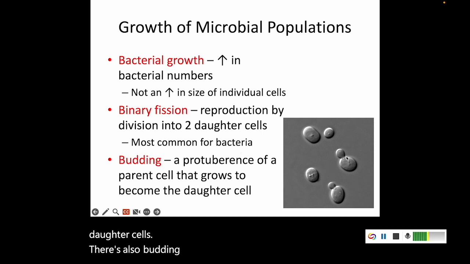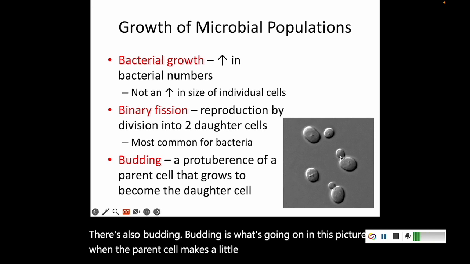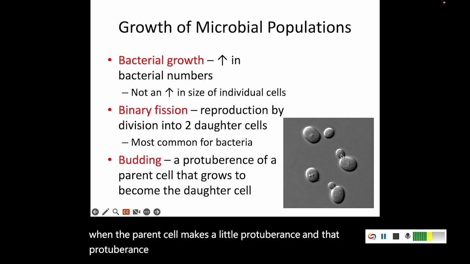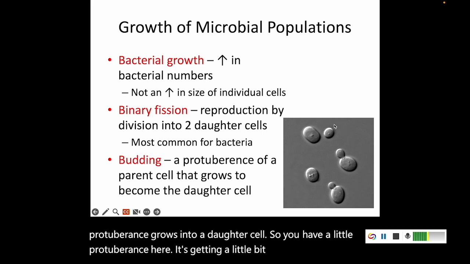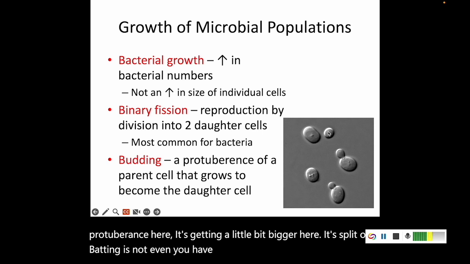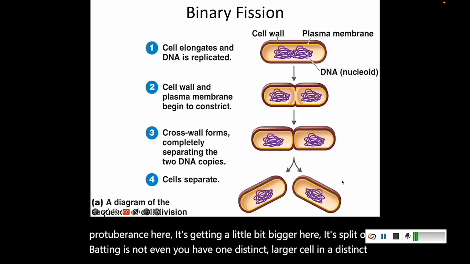Budding is what's going on in this picture, when the parent cell makes a little protuberance and that protuberance grows into a daughter cell. So you have a little protuberance, here it's getting a little bit bigger, here it's split off. Budding is not even. You have one distinct larger cell and a distinct smaller cell.